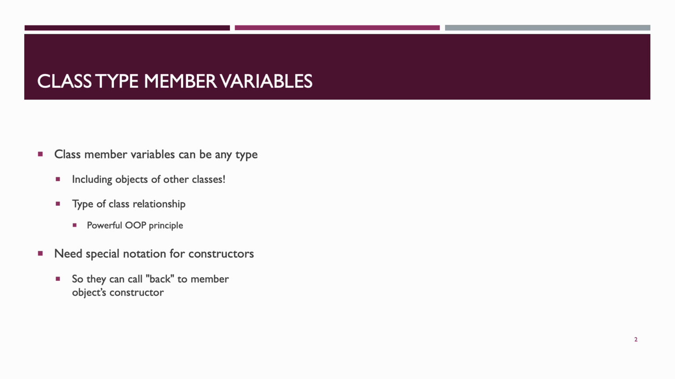Then calling back to member objects' constructors. When the parent object is created, it needs to call back to the constructor of its member objects to ensure that they are properly initialized. This is done through initializer lists or similar mechanisms depending on the programming language you are using. The idea is to ensure that when an object is constructed, all of its parts are constructed as well, leaving the object in a valid and usable state.